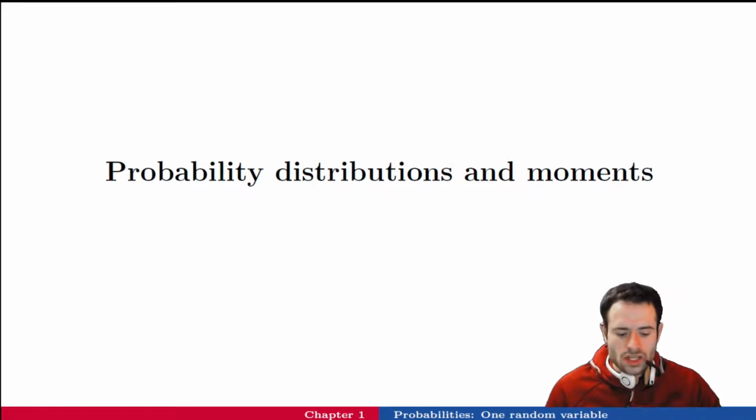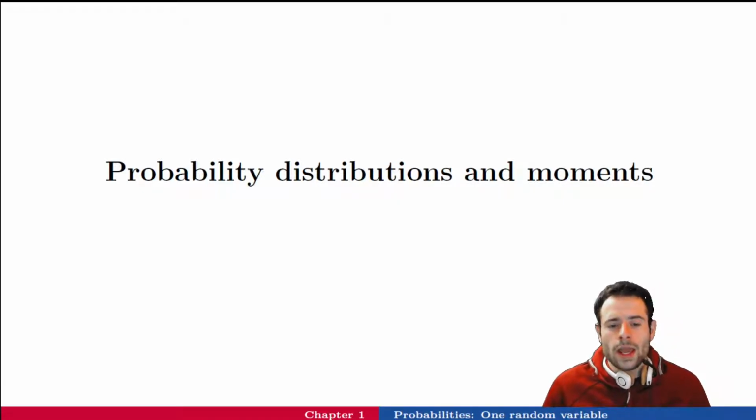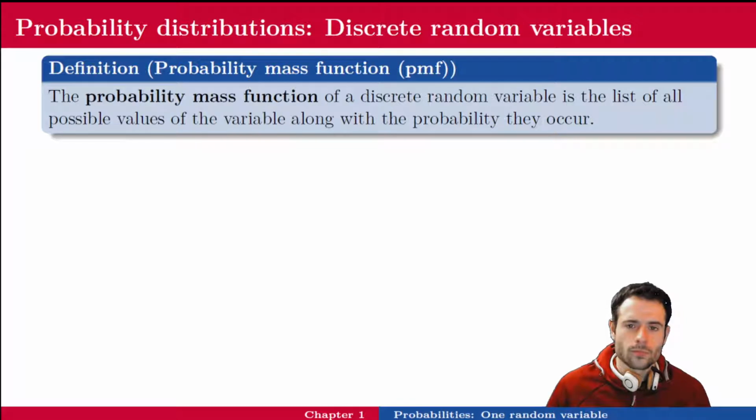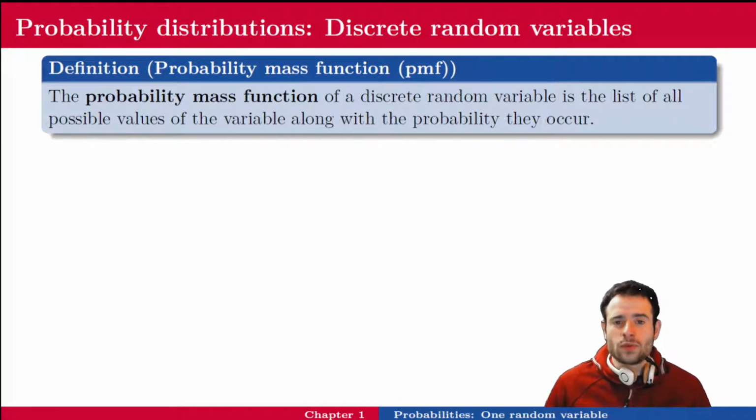Now, I just gave you the basic ideas of what a random variable is and what a probability is. If you want to fully characterize a probability, we need to talk about a probability distribution. Moments are relevant measures about the random variables. Here, we need to distinguish between discrete and continuous random variables. So bear with me for a bit.